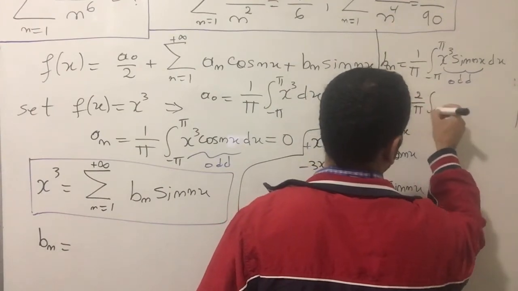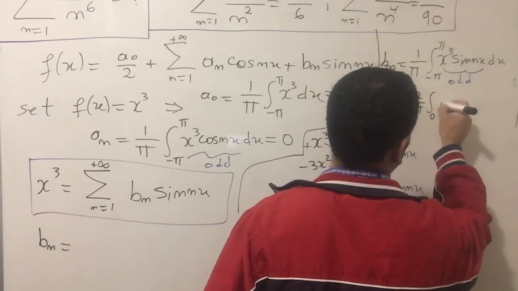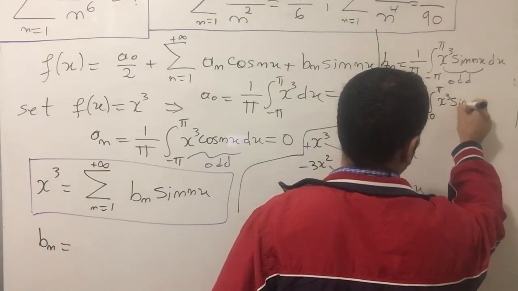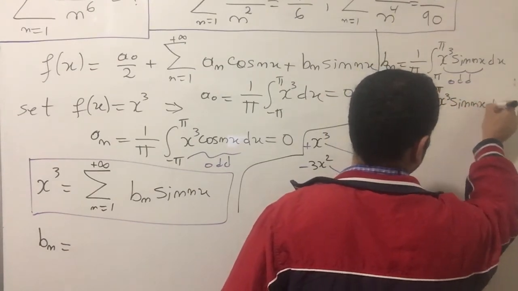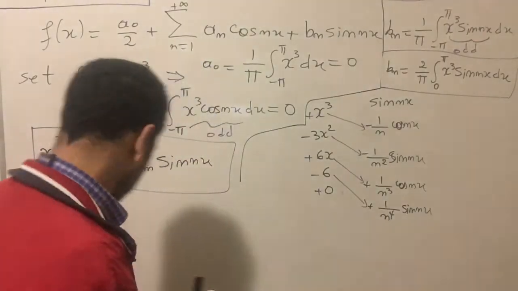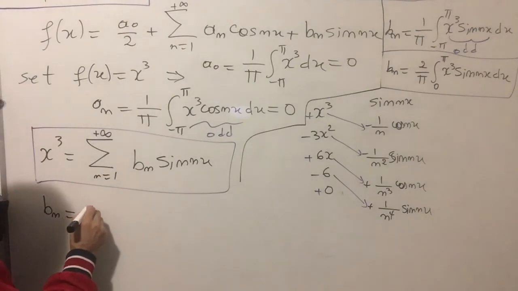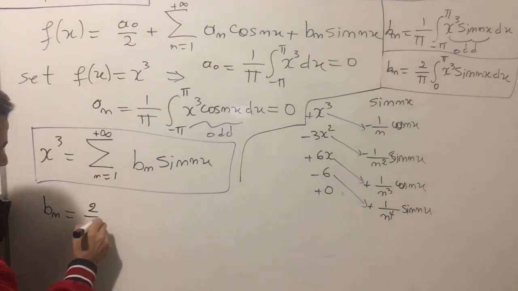multiplied by this integral from 0 to pi of x cubed multiplied by sine nx dx. Okay, what I'm going to do now is evaluate this one. b sub n equals 2 over pi.